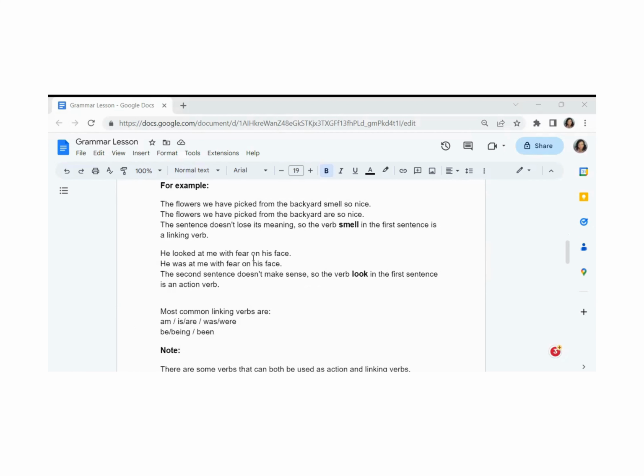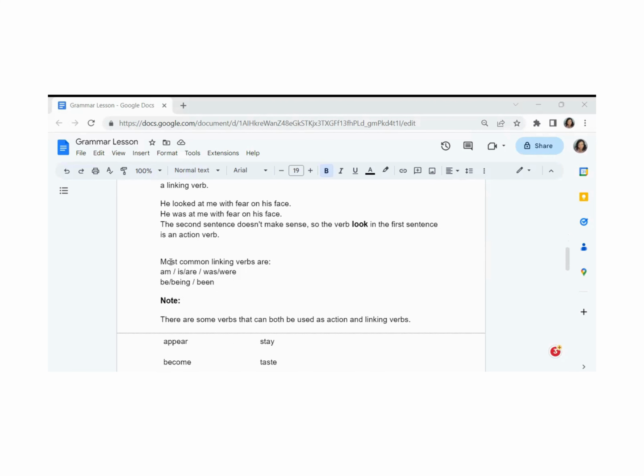He looked at me with fear on his face. He was at me with fear on his face. The second sentence doesn't make sense. So the verb look in the first sentence is an action verb. Most common linking verbs are am, is, are, was, were, be, being, and been.